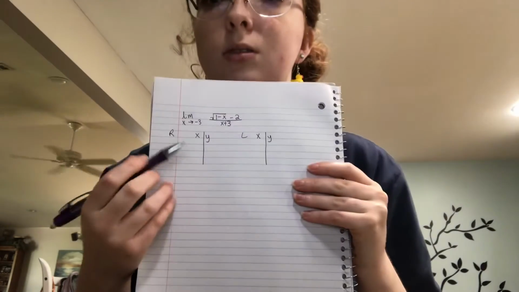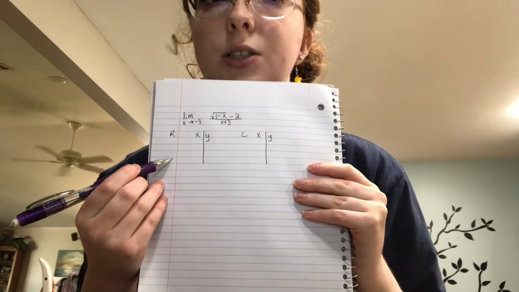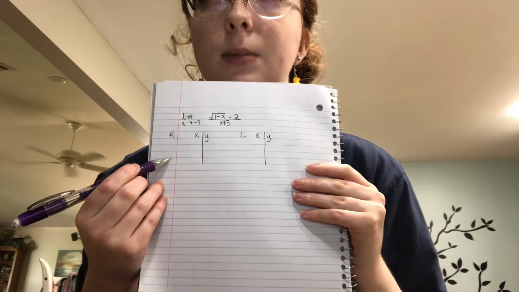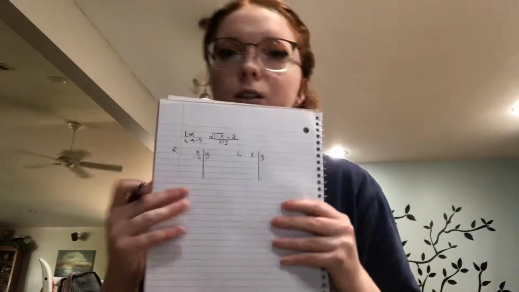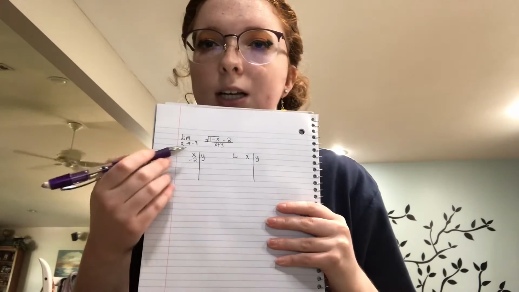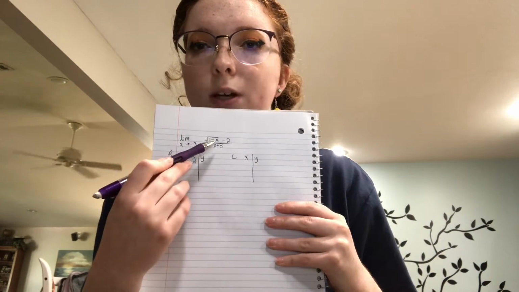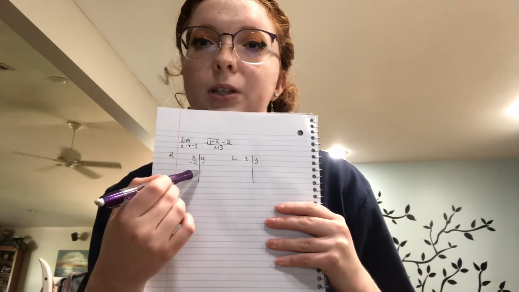-3. So in my table on the right side, I'm going to start with something to the right of -3, so I'm going to go with -2. I put in a -2 and solve for x. You take that -2 and plug it into the x's in this equation and solve it, and that will be your y, or your f of x.